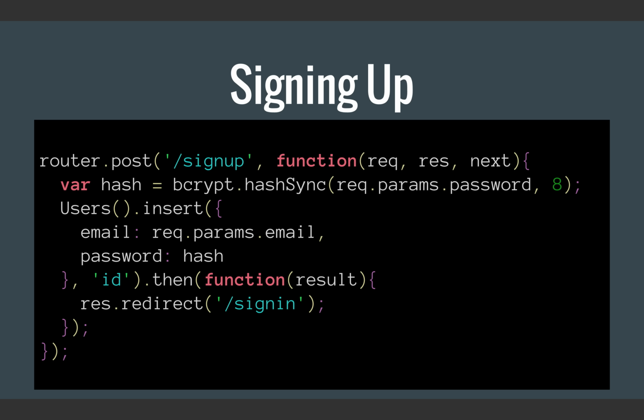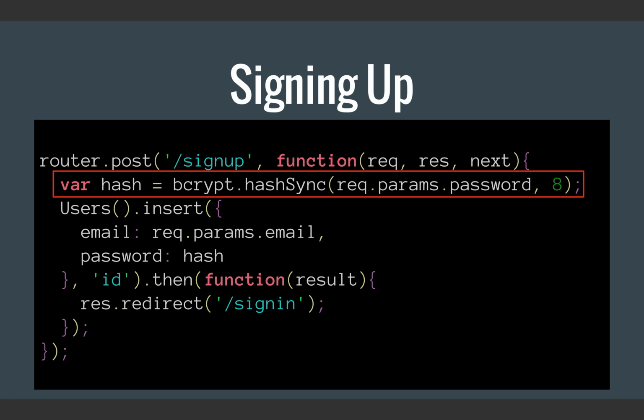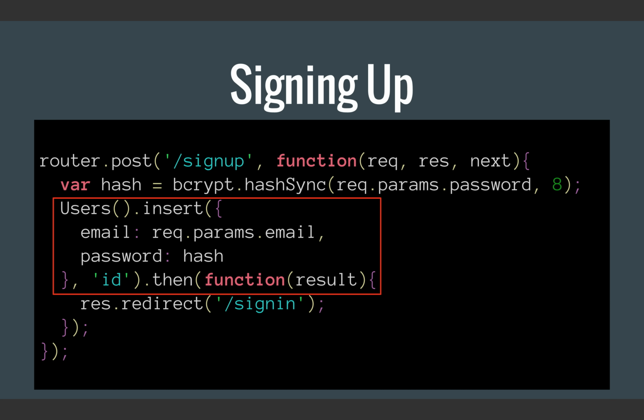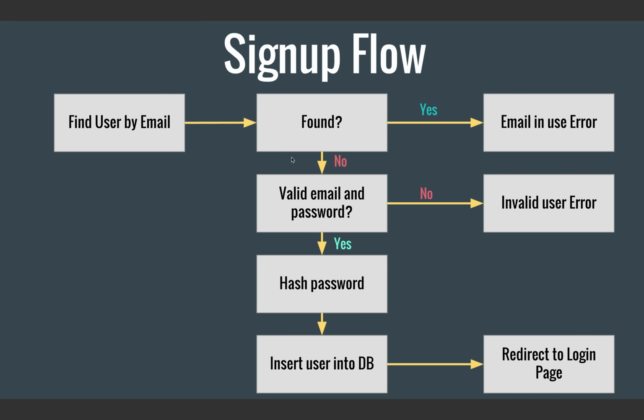Now, if we look at how this looks in code, we'll implement this. We'll actually be adding a little bit of validation on top. But let's just look at the flow. So sign up flow. Find user by email. Did you find them? Yes, I did. Well, send an email in use error because you don't want duplicate users. Okay, find a user by email. Found? No, I did not.